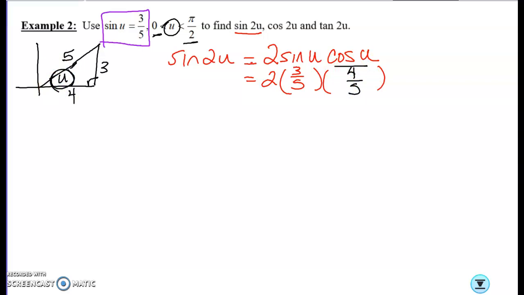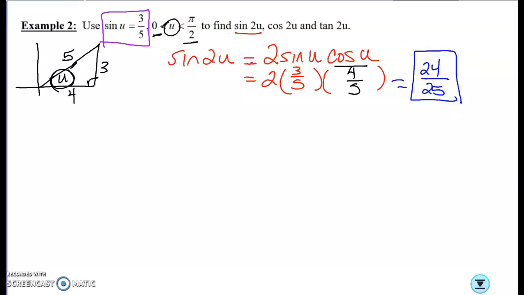And now you're just going to simplify your numbers. We're multiplying straight across with our fractions. And so on top, we're going to have 6 times 4, which is 24. And on the bottom, we have 5 times 5, which is 25. So there's your first answer.